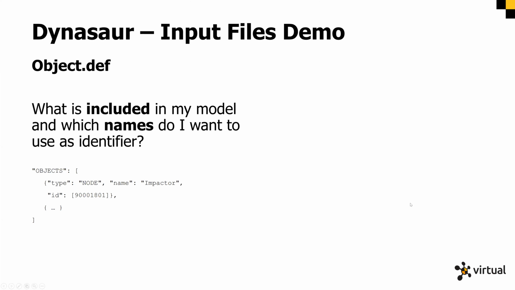And we just have to write this kind of vocabulary file that tells us, for example, here that the node with the ID 900,000,000,1801 is the node that belongs to our impactor.